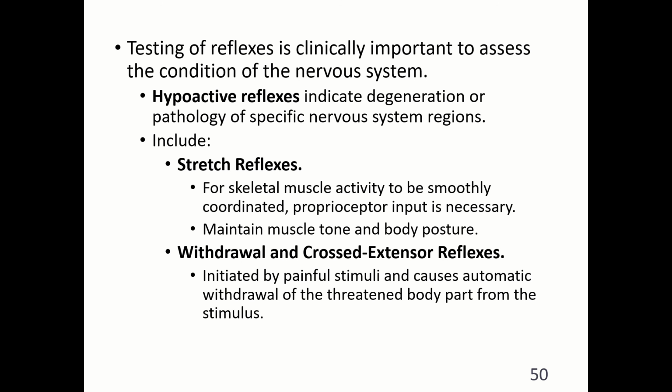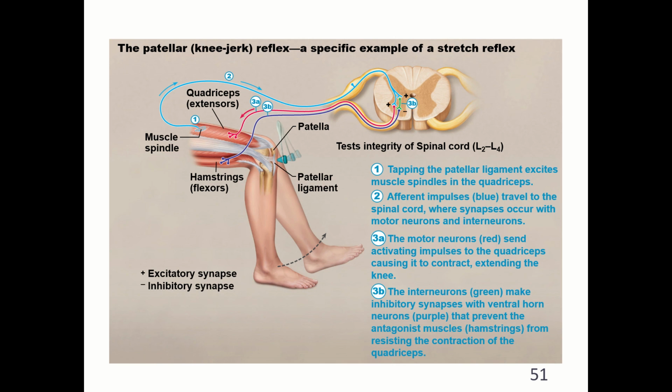For skeletal muscle activity to be smoothly coordinated, proprioceptor input is necessary, and thus stretch reflexes will maintain muscle tone and body posture. Withdrawal and crossed extensor reflexes are initiated by painful stimuli, and they cause automatic withdrawal of the threatened body part from the stimulus. The patellar or knee jerk reflex is a specific example of a stretch reflex.